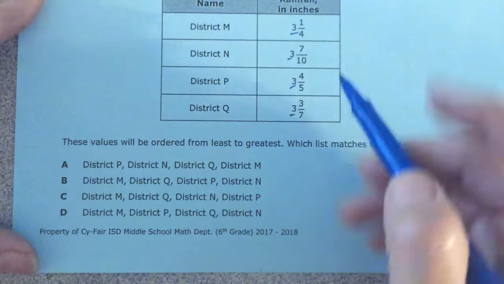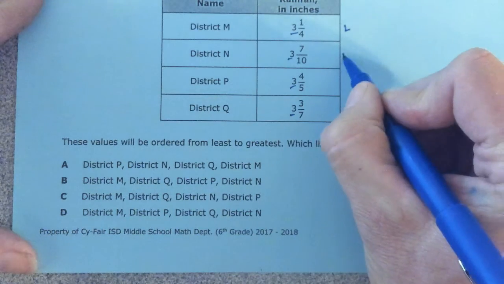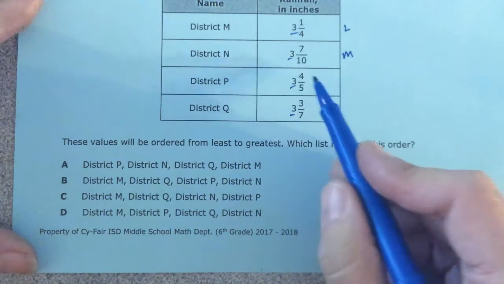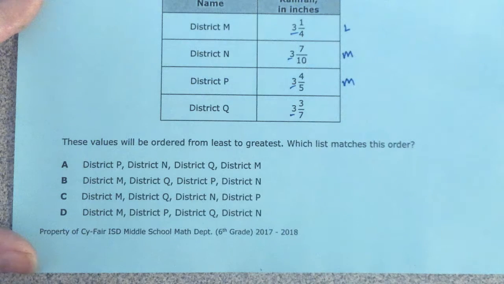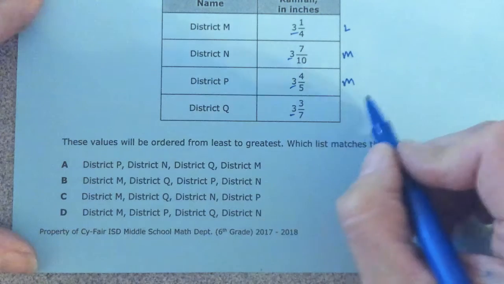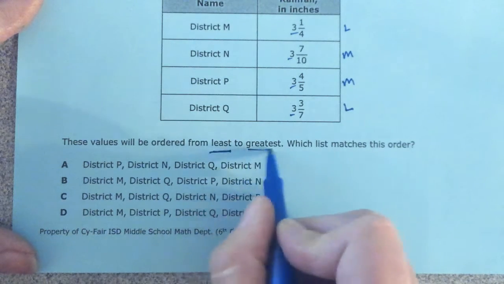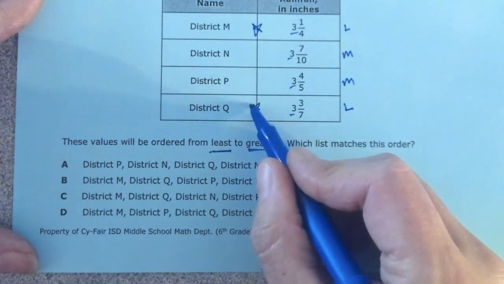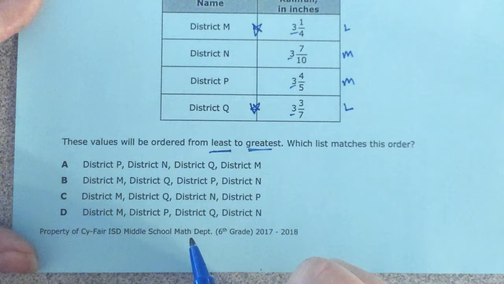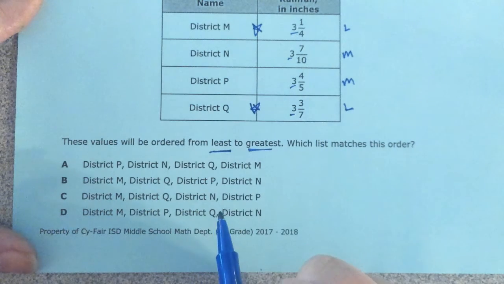District M has 1/4, that would be less than a half. 7/10, that would be more than a half. 4/5, more than a half. And 3 out of 7. Well, 7 cut in half would be 3 1/2, so this has to be less. Now, if we're going to go from the least to the greatest, I'm going to look at District M and District Q. They're both least. So what would be smaller, 1/4 or 3/7?